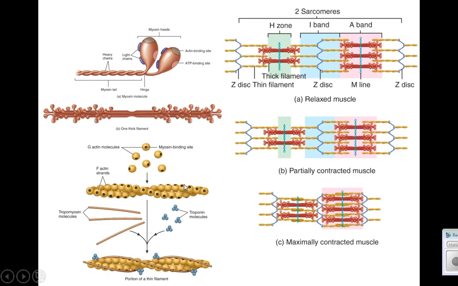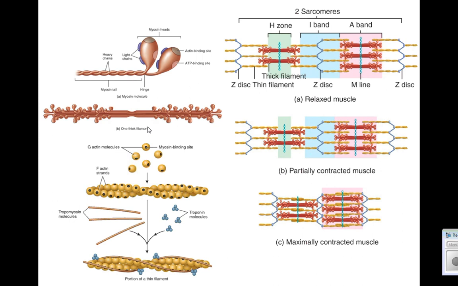On each one of these little beads, our G-actins, is a black dot that represents the myosin binding site. Guess what binds to each one of those? Myosin. So myosin has an actin binding site, and actin has a myosin binding site. That's where they meet and form what we call a cross bridge. And we'll talk about cross bridges on Friday.